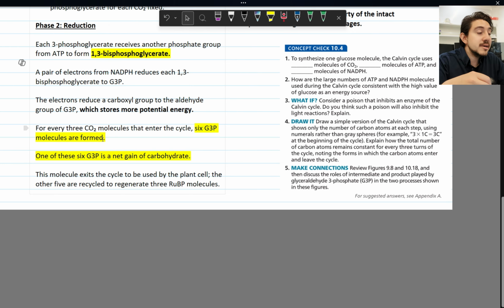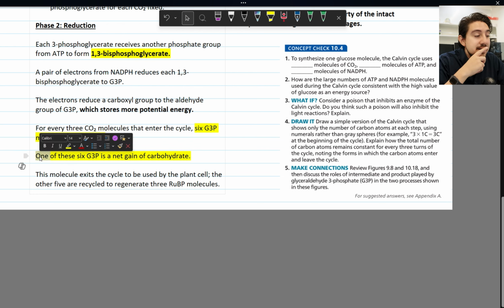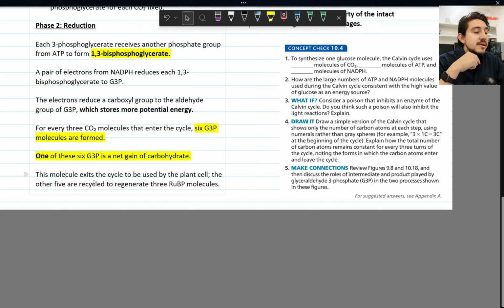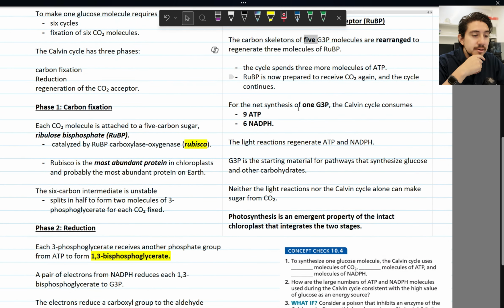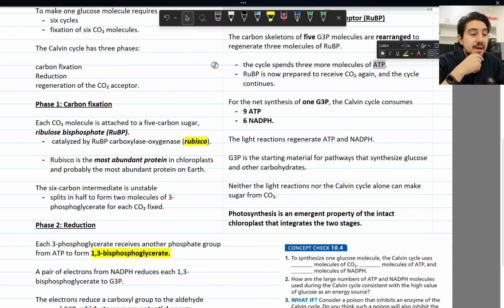The electrons reduce the carboxyl groups, more specifically to the aldehyde groups of G3P, which obtains a lot more potential energy. For every 3 carbon dioxide molecules that enter, you get 6 G3P. But remember, only 1 of these is actually used to produce a sugar, so you only get a net gain of 1. This molecule will exit the cycle and be used for whatever you need it for, of course producing sugar in this particular instance. The carbon skeletons of the remaining 5 will be used to regenerate RuBP. Again, you do consume ATP for that restoration.